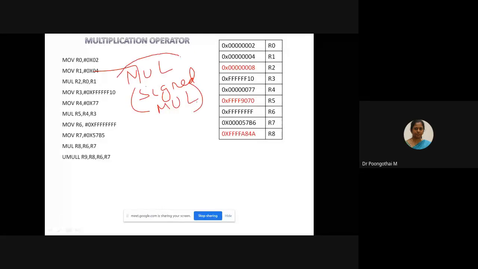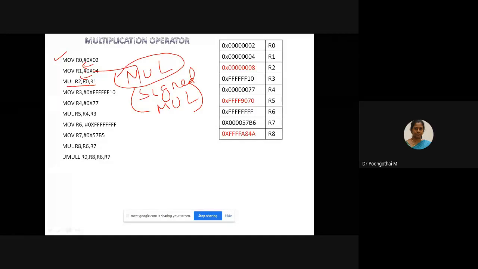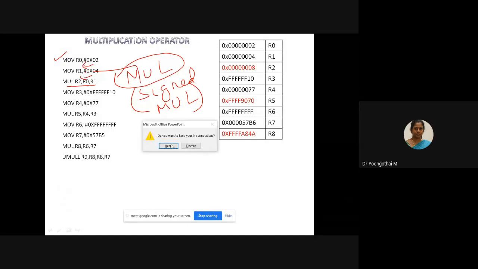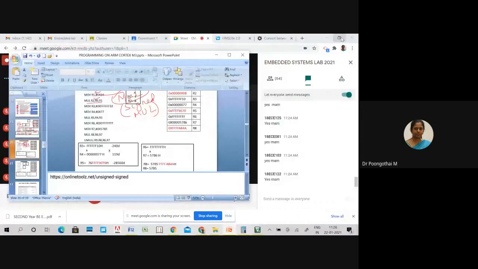So the first instruction is used to load 02 to R0. Next, R1 is loaded with 04. So what is the operation of this instruction? MUL R2, R0, R1. Your multiplication operator does not support signed multiplication. That is, we don't have separate signed multiplication instructions.